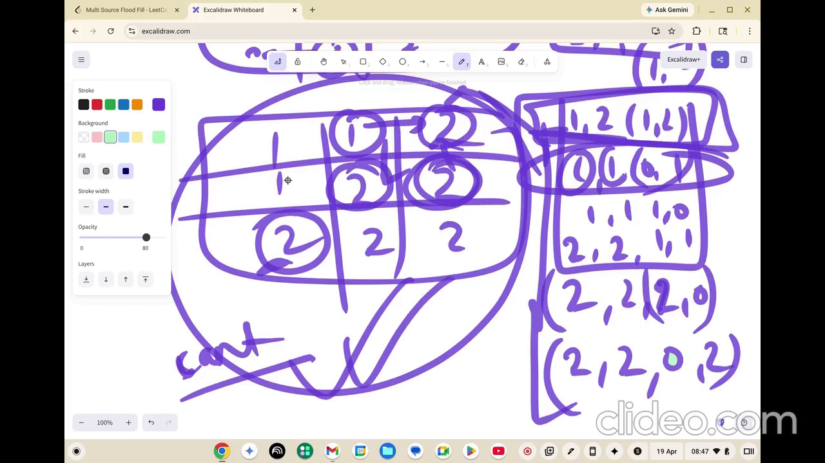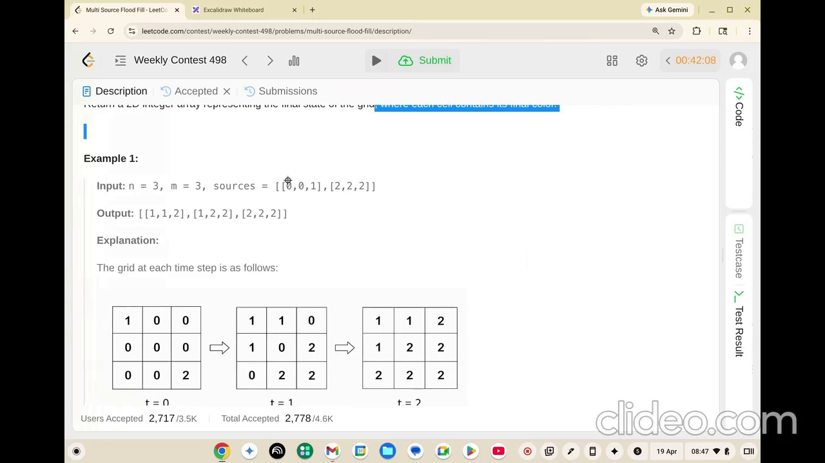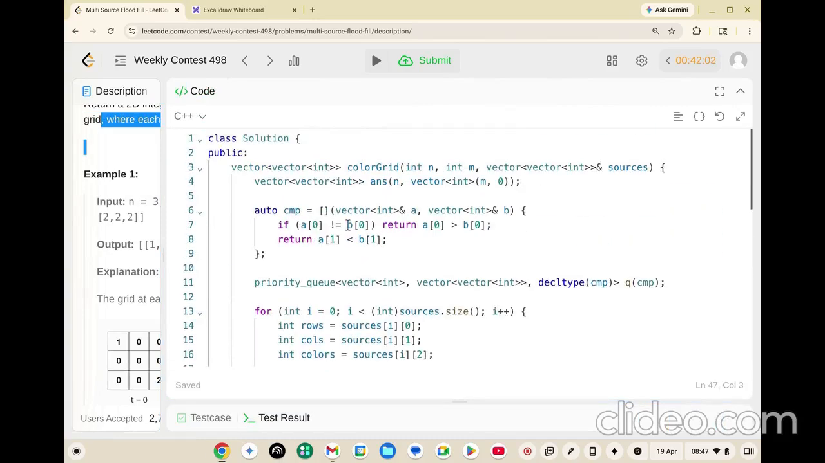I hope the problem statement and the logic was clear to you, right? Let's quickly discuss the time complexity. First, let's look at the code, then we will discuss the time complexity, right? So what I have said exactly, I have written the code of that as well, right? So give me a second, right?